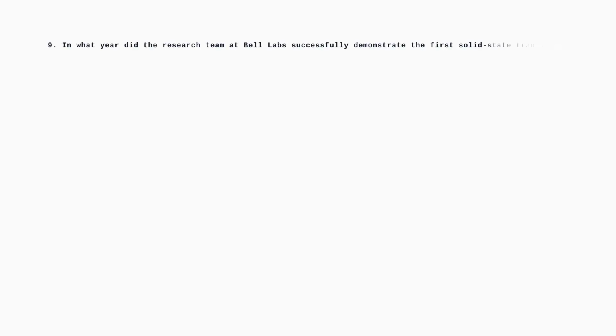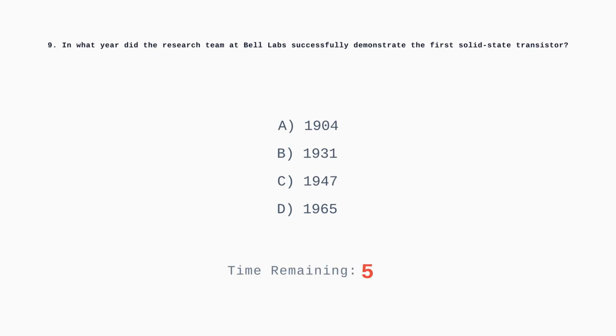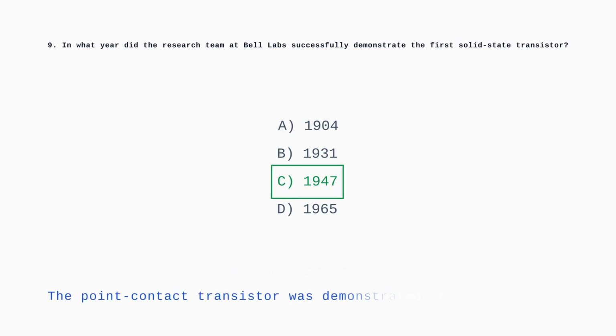Question 9. In what year did the research team at Bell Labs successfully demonstrate the first solid-state transistor? The historic breakthrough occurred in December 1947, when Bell Labs demonstrated the first working point contact transistor device.